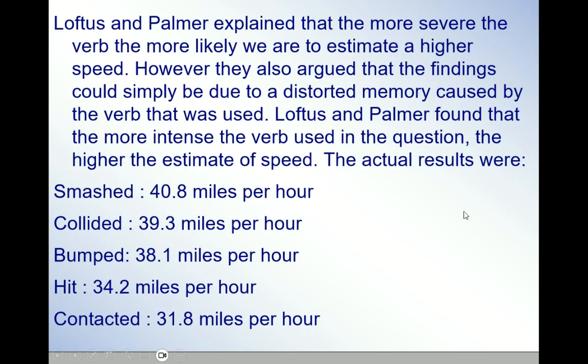Okay? And it turns out, and here's the data, when you ask people how fast were the cars going when they smashed into each other, it was almost 41 miles an hour. But how fast were the cars going when they contacted each other? It was just under 32 miles per hour. So the wording can affect recall and perception. So remember that when you're talking about eyewitness testimony.